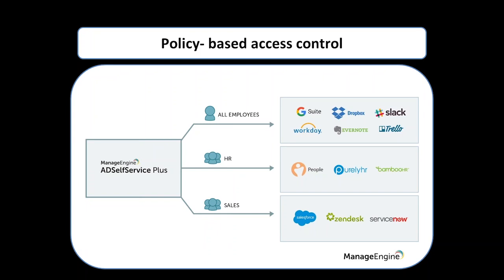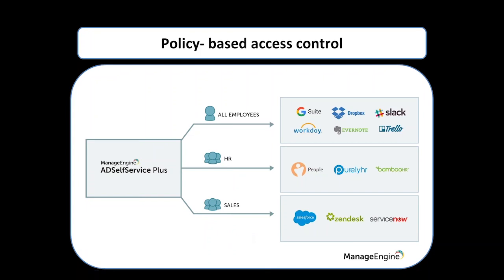Say you'd like to grant access to all applications listed right here to all employees. You can do that. You can also restrict application access to users based on their user roles. For example, give access to Bamboo HR and Purely HR or people only to users belonging to HR. Give access to Salesforce and ServiceNow only to users belonging to sales. Give access to Zendesk only for users belonging to support.